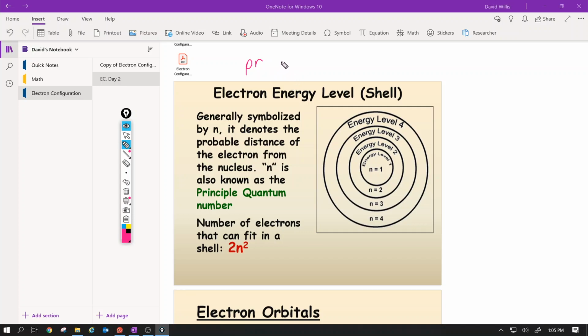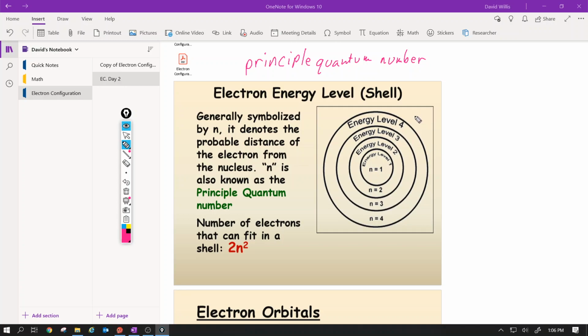Okay, so we're going to continue our discussions on electron configuration. Within our discussions yesterday, we said that all atoms have electron energy levels around them, and that those levels correspond to the principal quantum number. We wrote that down yesterday. We also said that the principal quantum number will be the same as the period number on the periodic table. So here we have energy level 1, energy level 2, energy level 3, energy level 4.